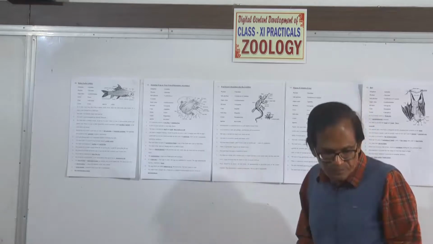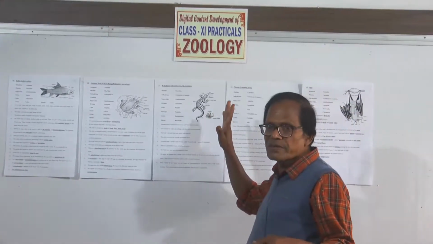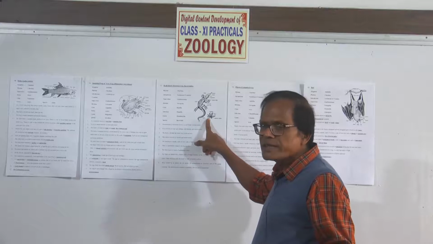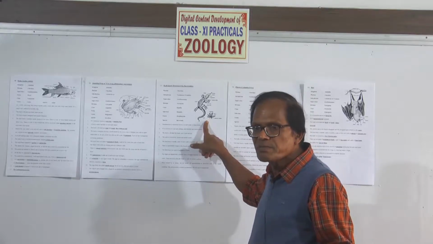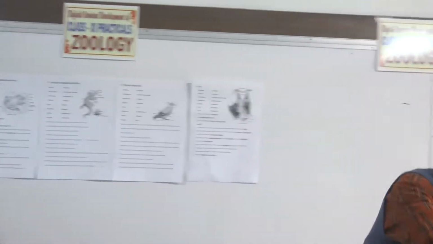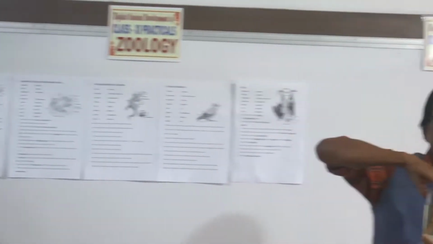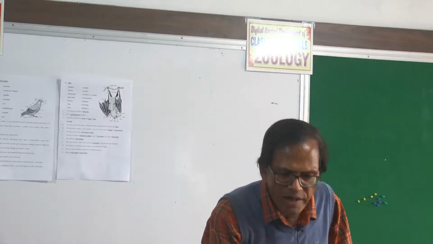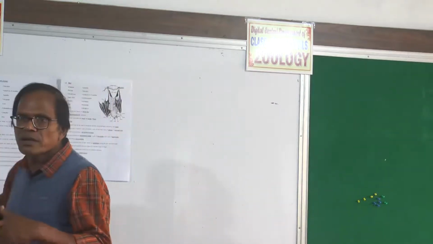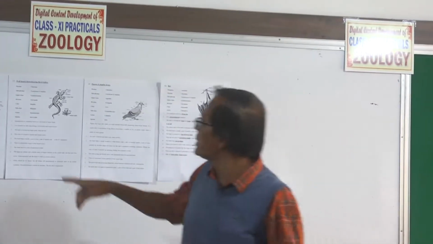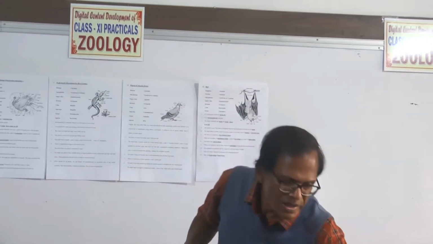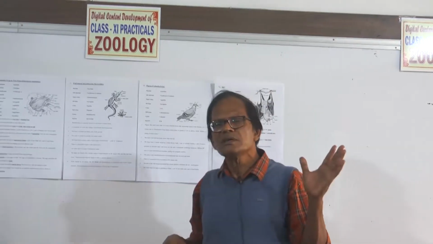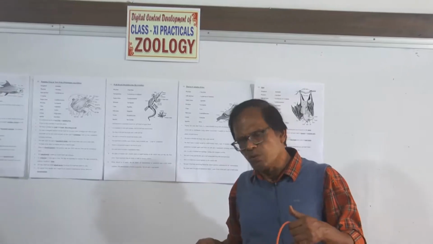Then we have Hemidactylus flaviviridis. Two types of lizards, I tell you. One lizard is in the CHSC syllabus, and in the CBSE syllabus, they have this lizard. This is a garden lizard. This is in CHSC syllabus, and this is in CBSE syllabus. Both have identical features except only a few.